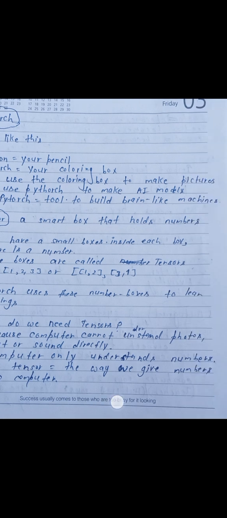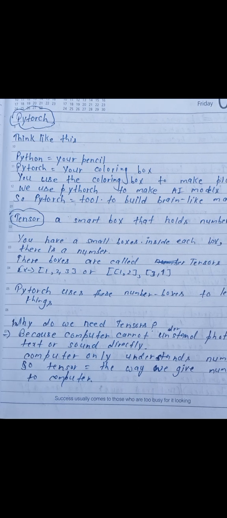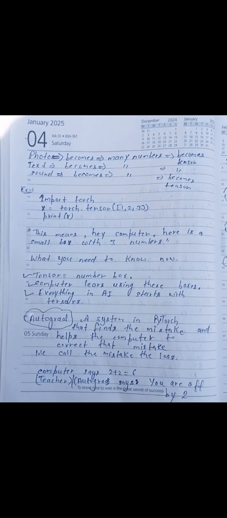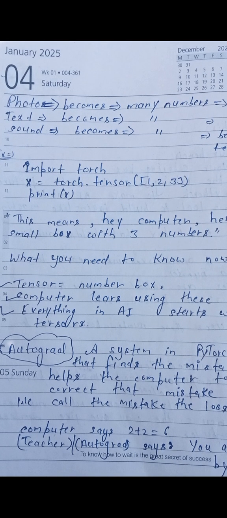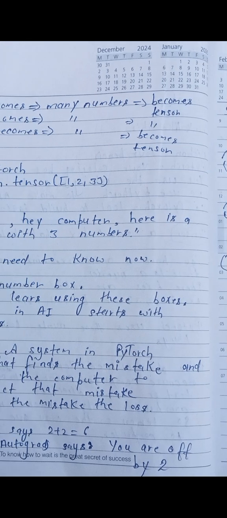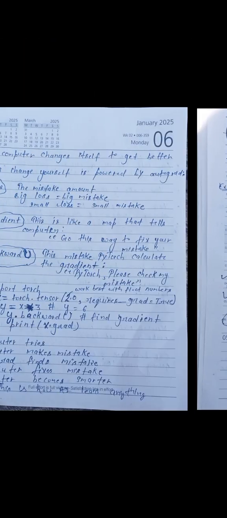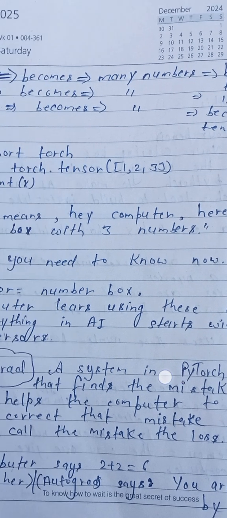Okay, why do we need tensors? Because a computer cannot understand photos, text or sound directly. A computer only understands numbers, so a tensor is the way we give numbers to the computer. When we send a photo, it becomes many numbers, then many tensors. Text becomes many numbers, then many tensors. And sound becomes many numbers, then many tensors.